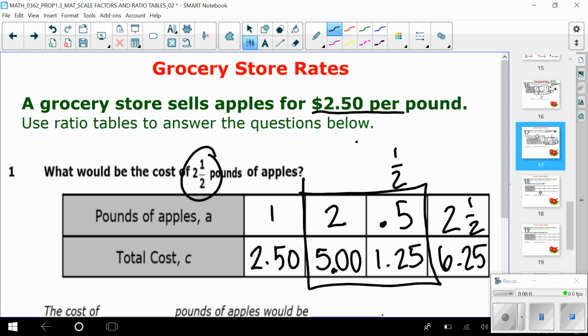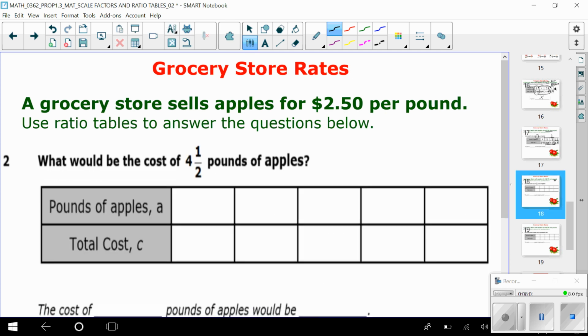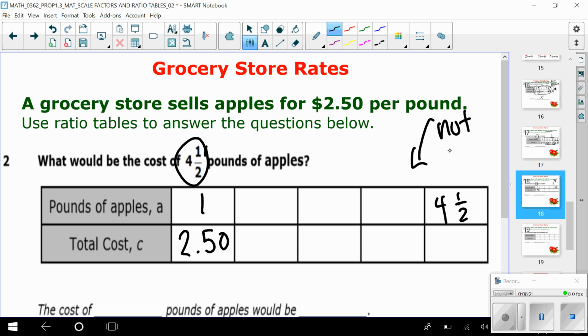When you look at this table, it's the next one. Notice it's the same type of pattern. We're going to go to 4.5. Remember, you're going to use the same ratio, or the same rate, 1 pound to $2.50 per pound. And we're going to try to get to 4 1/2. Okay? Be aware that on these tables, they gave you extra spaces, so you might not use all of it, right? And that's okay.